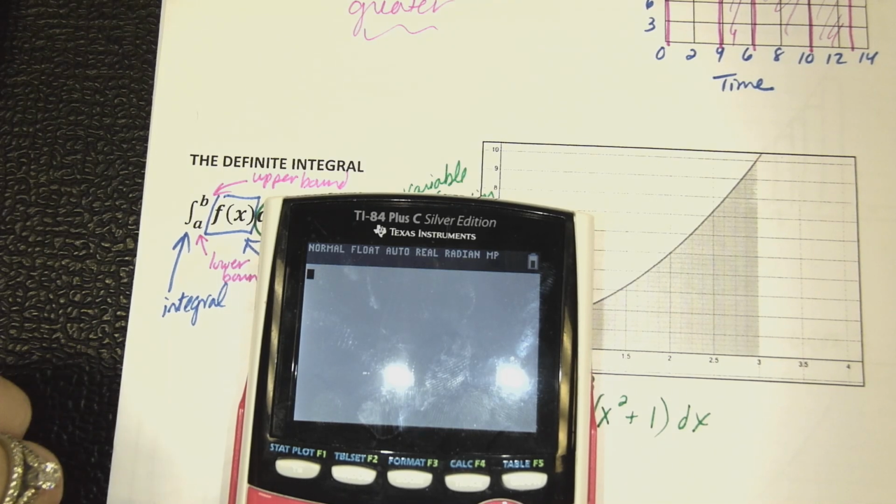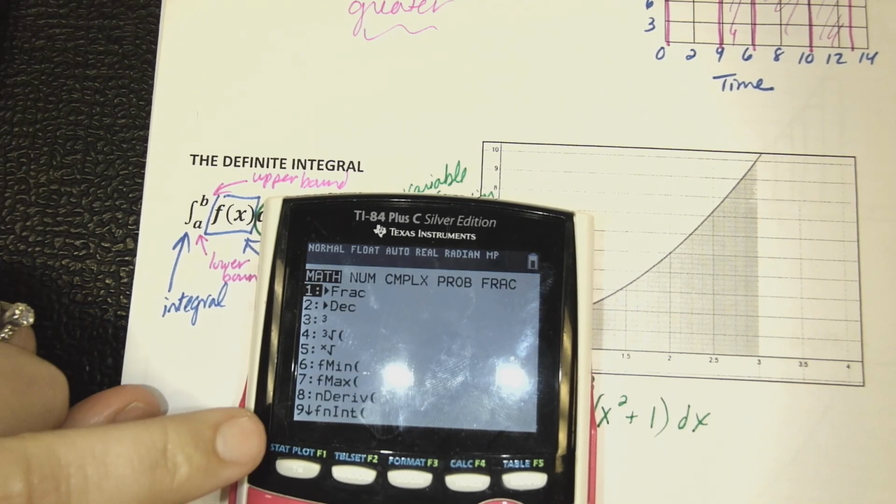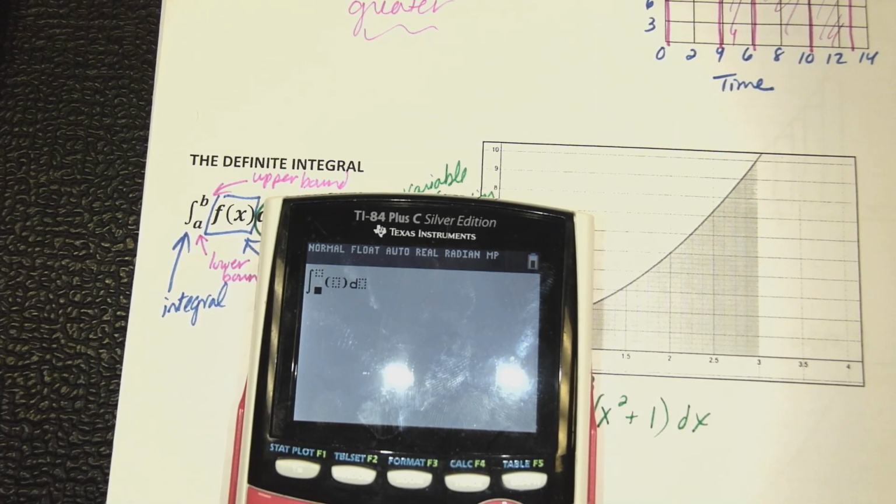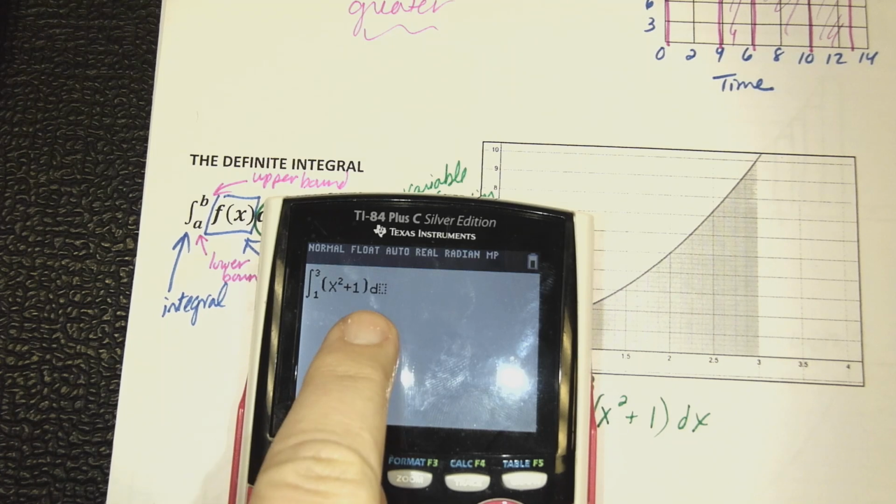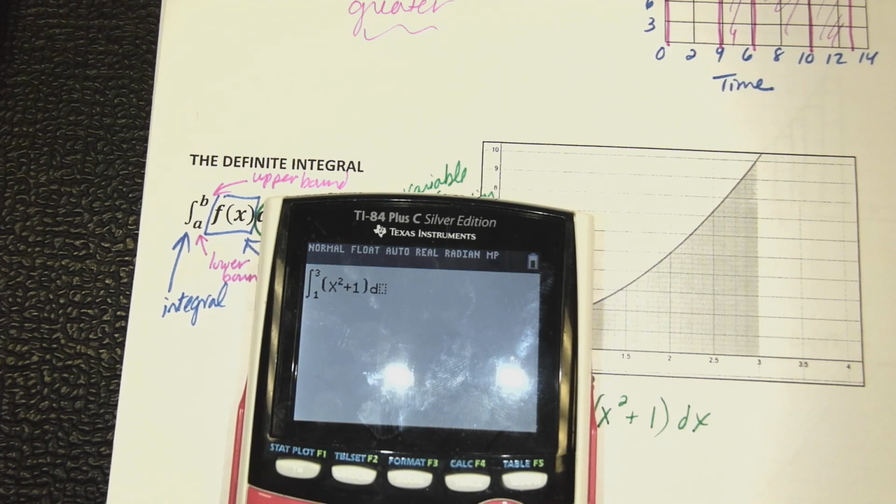You hit the math button. You hit number 9. 1, 3, x squared plus 1. You have to tell it what variable you're using, which is x. The true area under the curve of what we were just finding on that front page is 10 2/3.